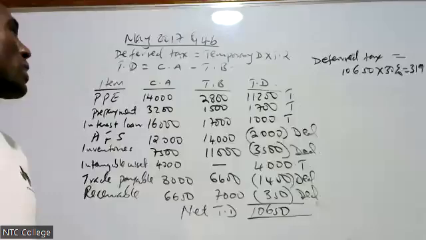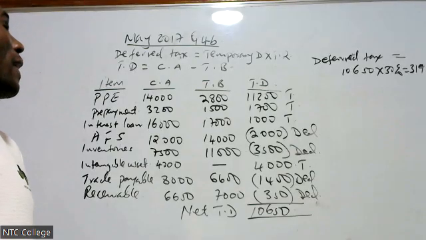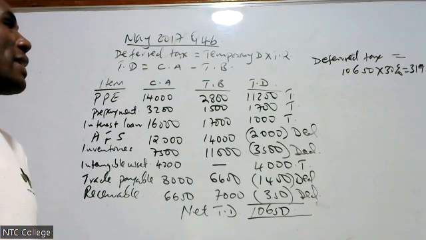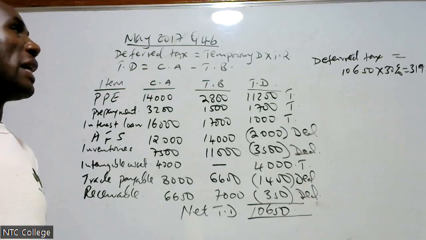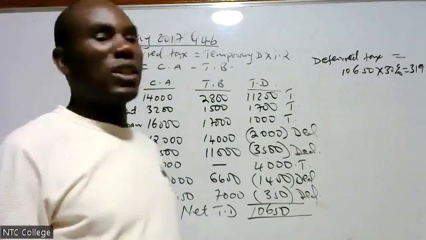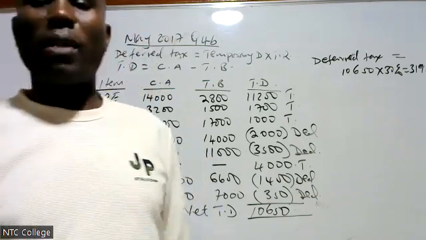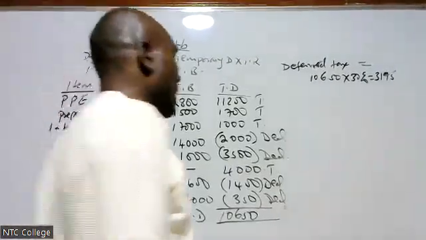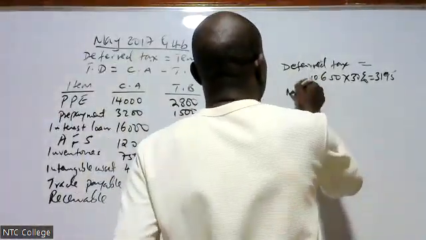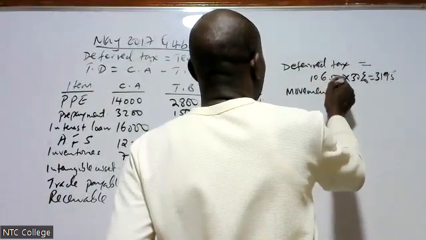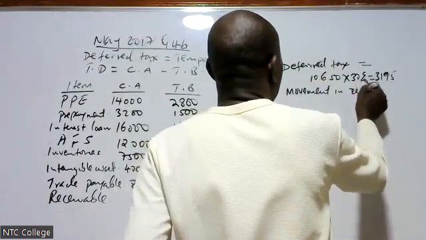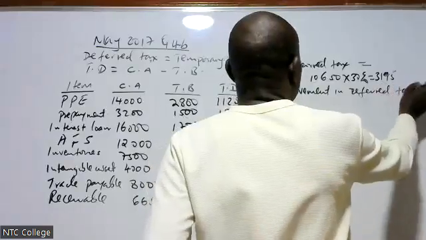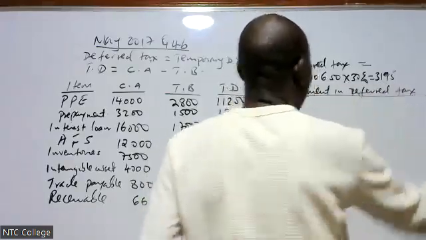Then what I'm putting across is that when you are doing deferred tax, you need the carrying amount of an asset and the tax base of an asset or liability. Now, in deferred tax, we need to discuss what we call the movement in deferred tax. Briefly, let's look at the movement in deferred tax.